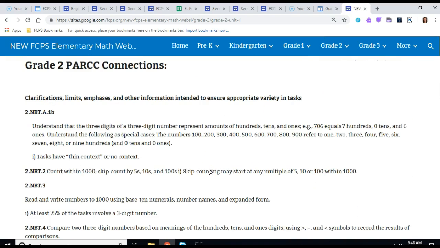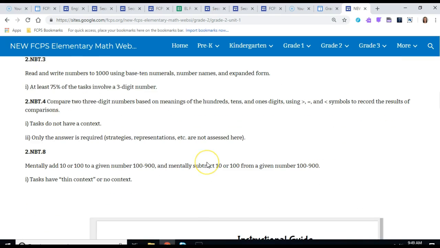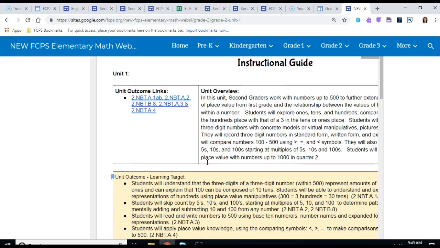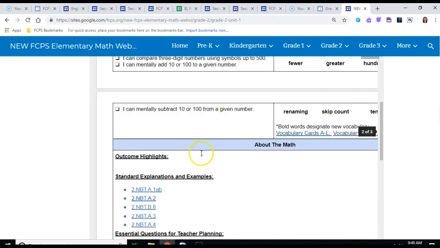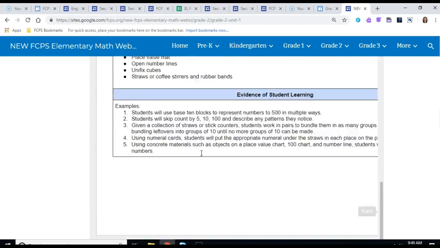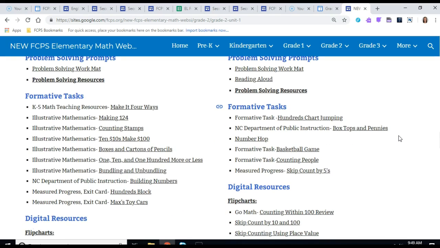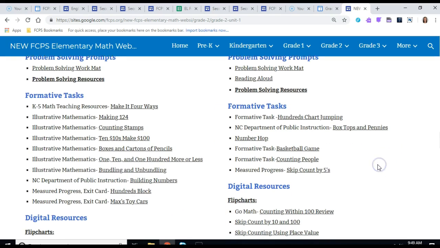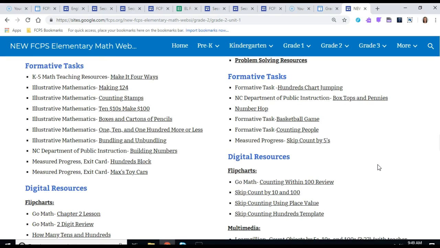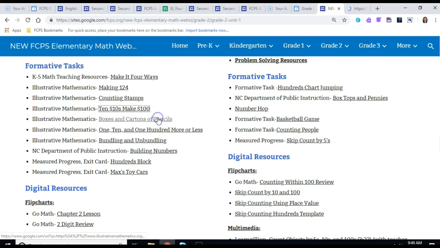Now if you scroll past the content standards, there are some great connections here that break down the standard for you into student-friendly language, some additional links and unit outcomes for second graders, and after that there are some great instructional resources that you can use to help students work through these problems. Your problem-solving work mats are great and help students kind of break apart the place value process, but you can also find lots of tasks, sample lessons, digital resources. These are great because it makes things real for students.